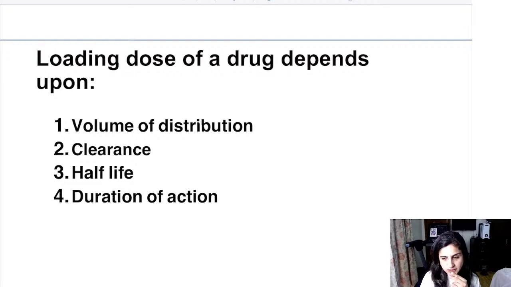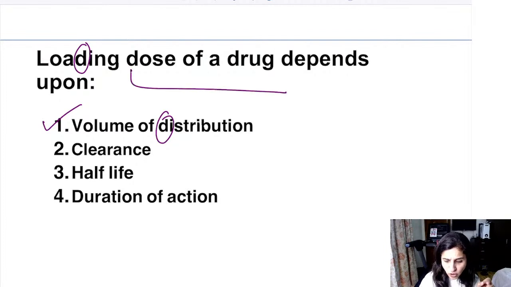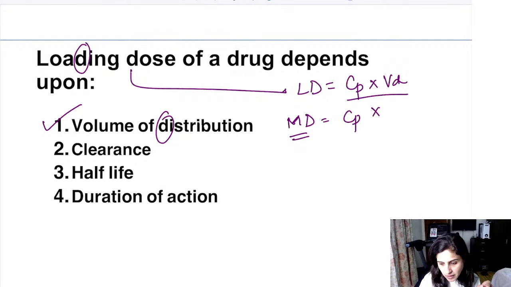So loading dose of a drug. Remember the spelling of loading, because there is usually a confusion whether it is volume of distribution or clearance. Remember, loading has a D in it and volume of distribution also has a D. So loading dose of a drug depends upon its volume of distribution. The formula for loading dose is the plasma concentration multiplied by the volume of distribution. The second one is your maintenance dose, where the plasma concentration will stay as such, but it depends upon the clearance.